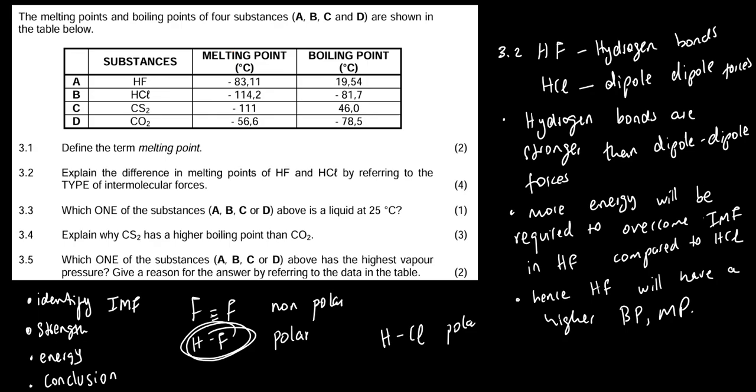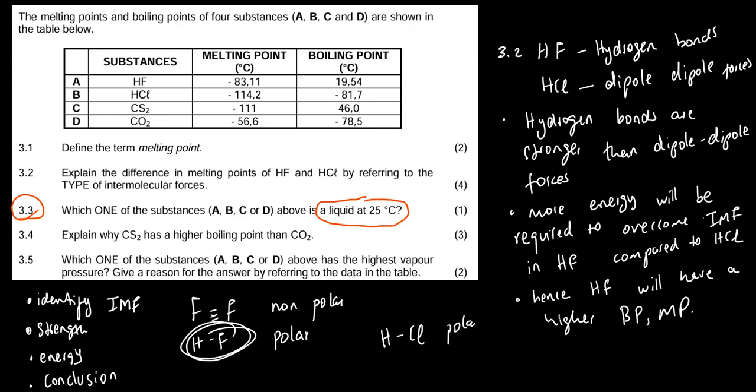Then 3.3, which one of the substances above A, B, C, or D is a liquid at 25 degrees Celsius? Which one would you say is a liquid at 25 degrees Celsius? There you need to check the melting point and then the boiling point. So these are quite tricky questions there, especially this one. There you need to be careful.